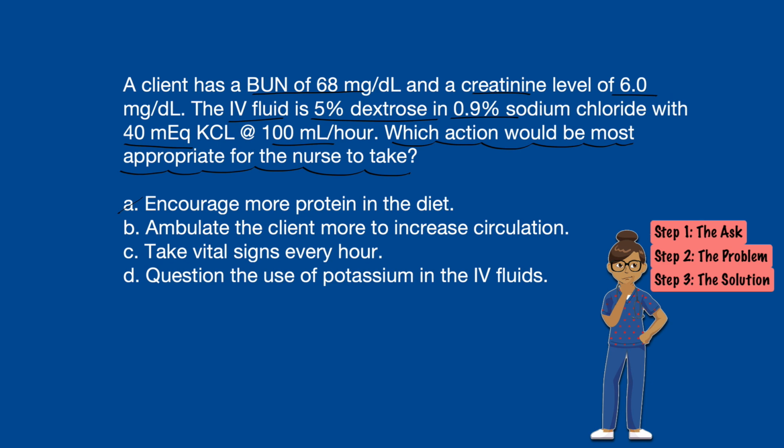B says ambulate the client more to increase circulation. Okay, so we want to move around more to increase circulation. Doesn't seem like a bad deal. But what does that have to do with the client's BUN and creatinine level? What does it have to do with the IV fluids? Nothing. It doesn't help their renal function, and it's not going to help with the IV fluids they're given. So that's not what we want to do.